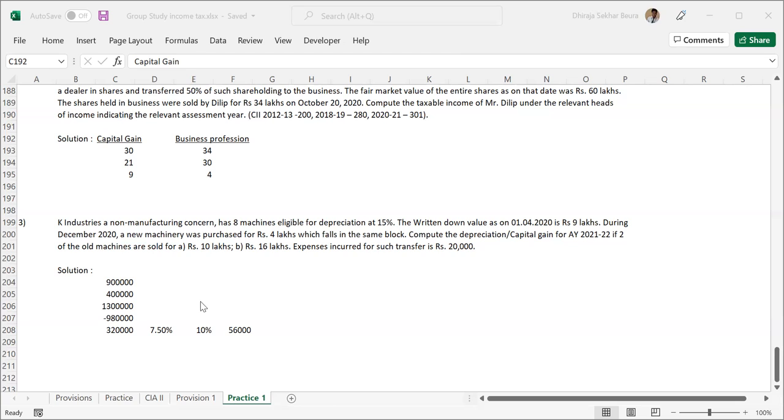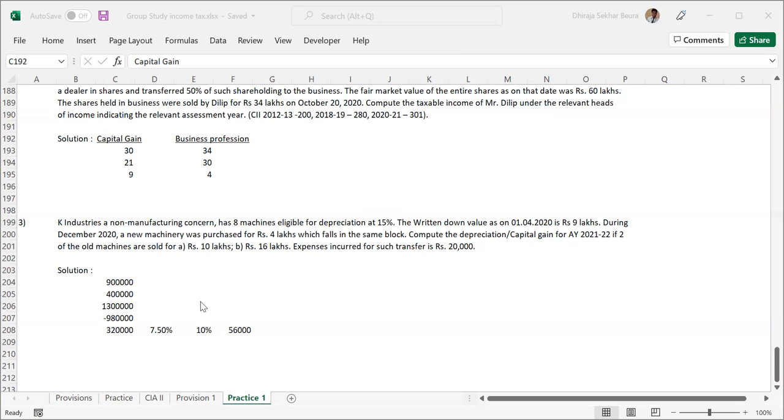During December 2020, a new machinery was purchased for 4 lakhs. Again, as I said, the purchase is given as 4 lakhs. But one thing to focus on here is that this is December 2020. Is this after 3rd October or before 3rd October? After. Does that mean full depreciation or half depreciation? Perfect.